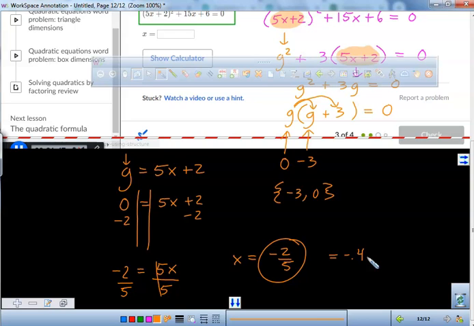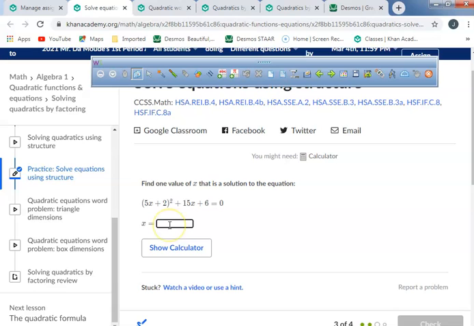Never type in a repeating decimal. So if it's a fraction like 1/3, you can't type in something like 0.333, okay? So I'm going to type in negative 2 divided by 5. That would be the answer for x, okay?